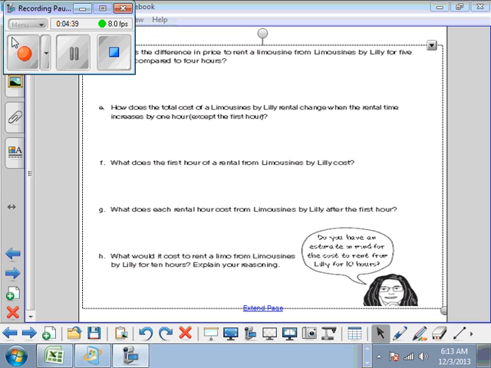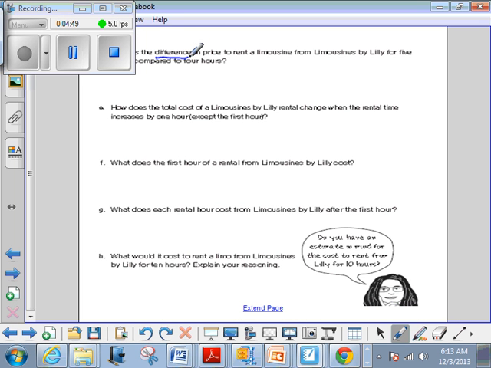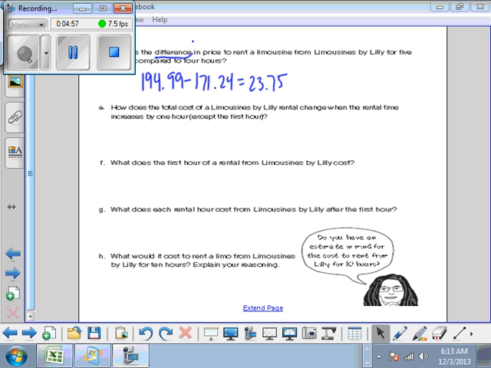Okay, so look at part D. Read the question and figure out what pieces from the table you'll need to use. Remember, they're asking for the difference, so that means that you're going to subtract. Pause the video and check your answer. Okay. So again, we should have gotten $23.75. So looking at E, it says, how does the total cost of a limousine by Lily rental change when the rental time increases by 1 hour, except for the first hour? So how much is it going by each time? You need to put your answer here.